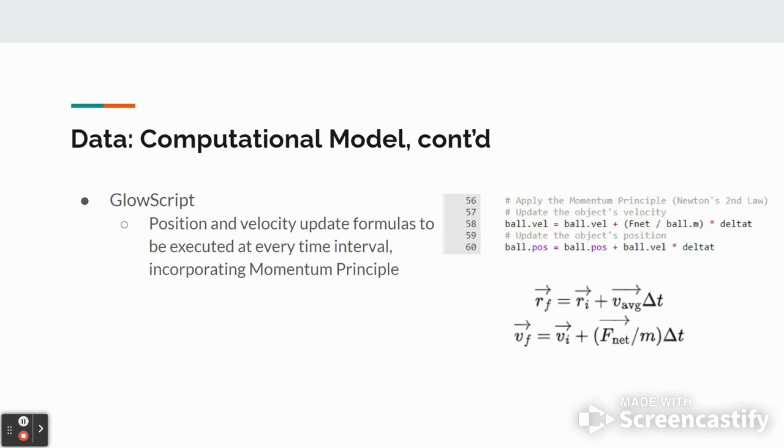Seen here, the program uses position update and velocity update formulas derived from the relationships between position, velocity, momentum, and force in Newton's second law to recalculate the position and velocity of the ball at each time increment.